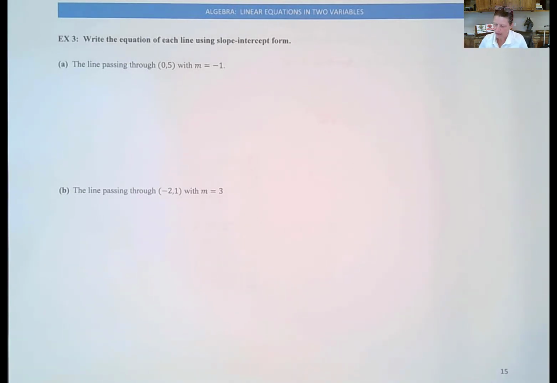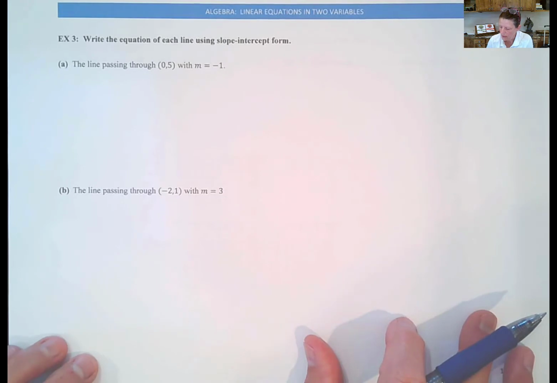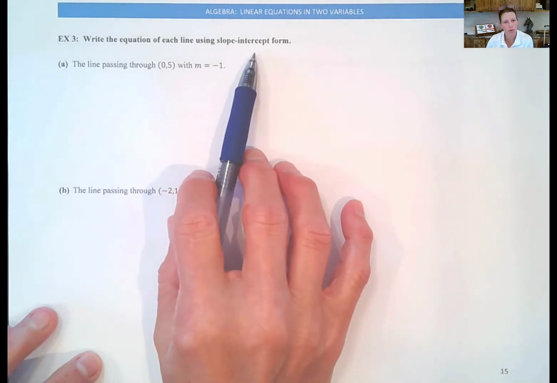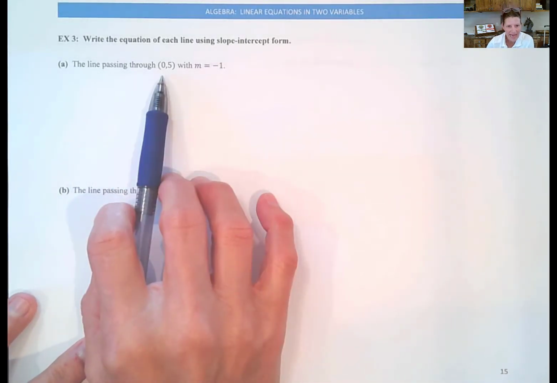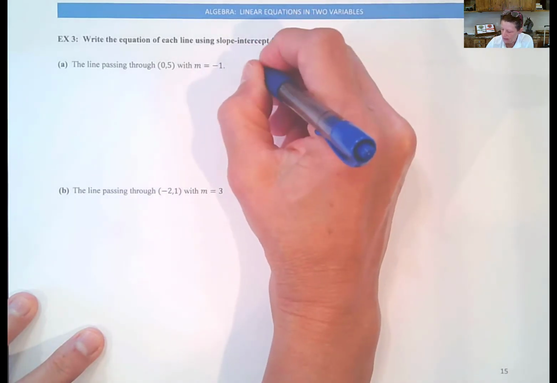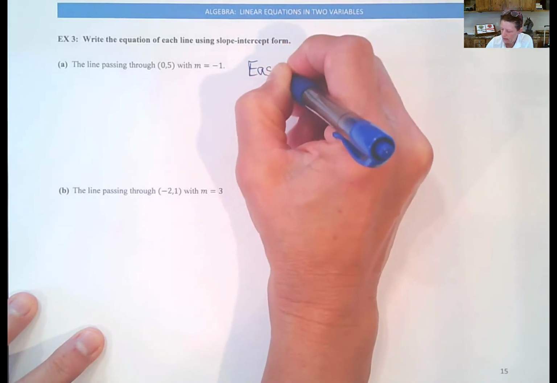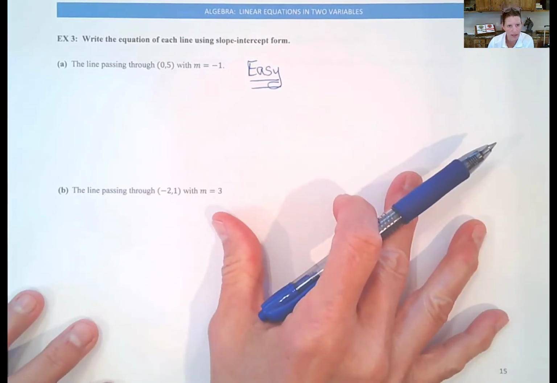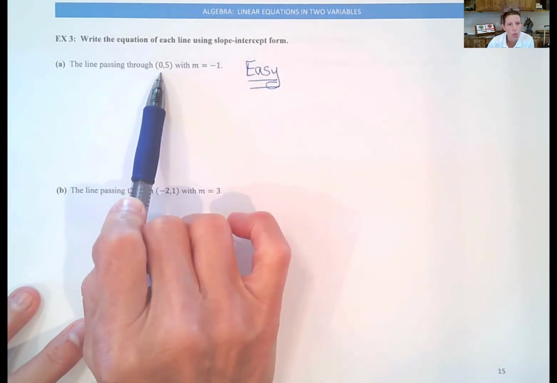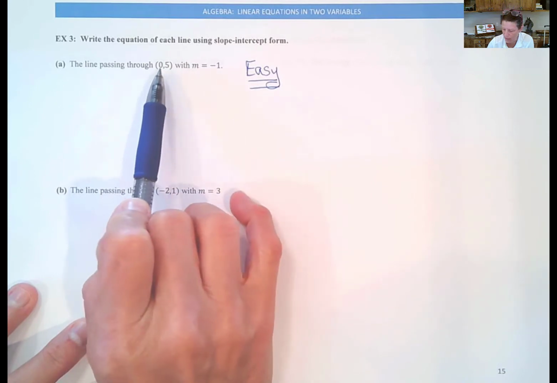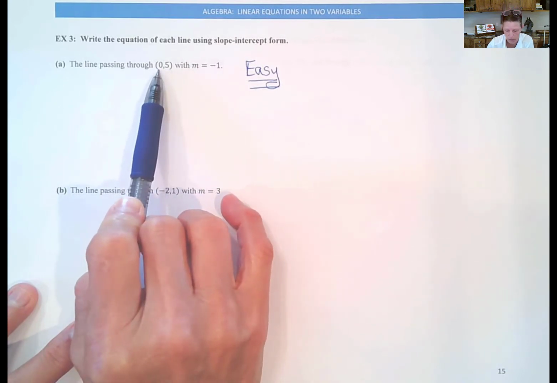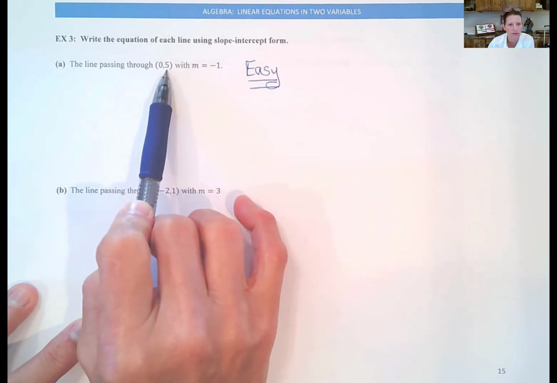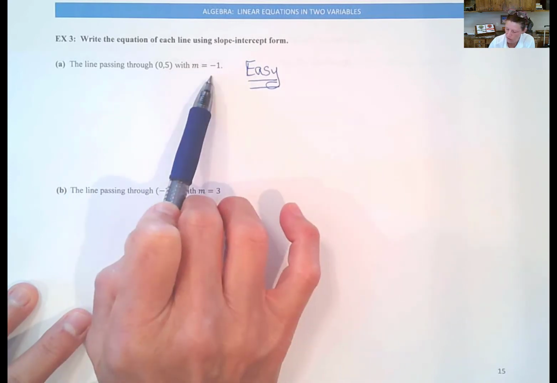Example 3, we're going to write the equation of each line using the slope-intercept form. Now in part A, this is the easiest, okay, of all lines to write the equation for, because we know the y-intercept. This is the y-intercept because it has an x value of 0. Okay, the y value of the y-intercept is 5. The slope is negative 1.